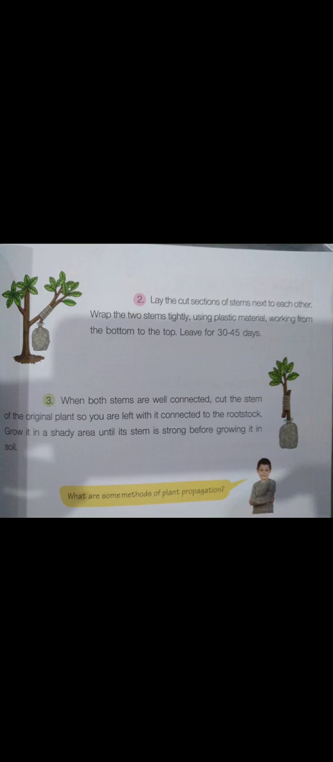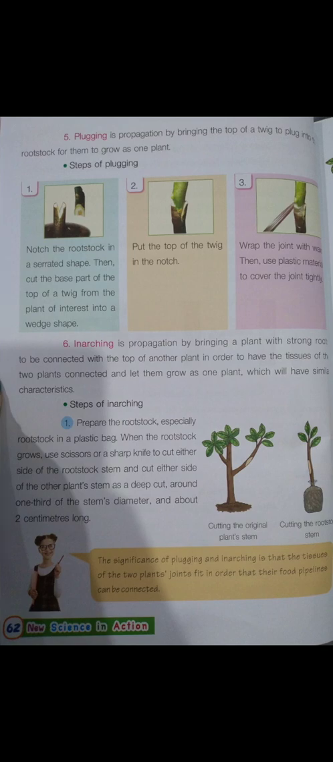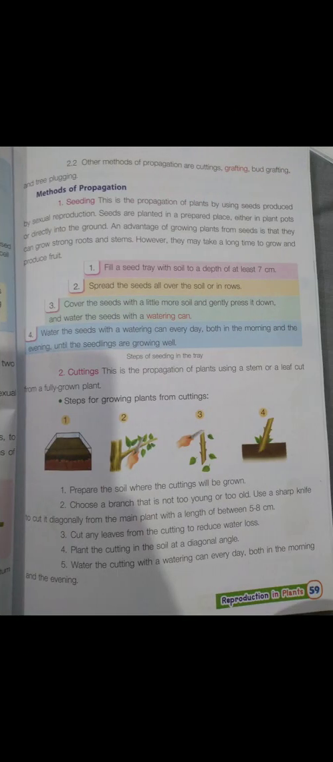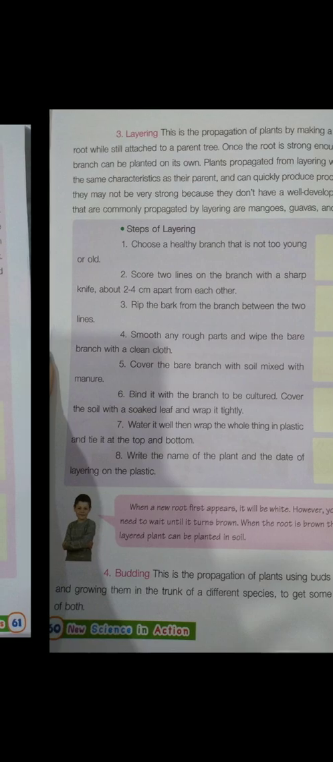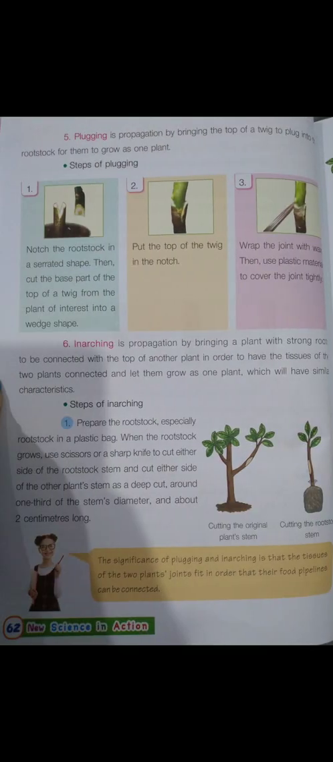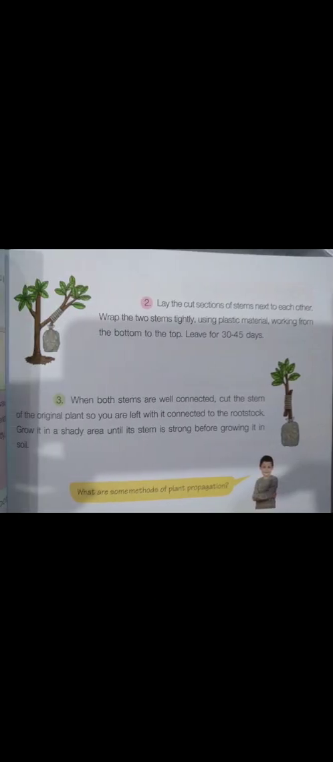What are some methods of plant propagation? The methods are inarching, plugging, budding, layering, and seeding. Again: seeding, budding, layering, inarching and plugging. Those are the methods of plant propagation.